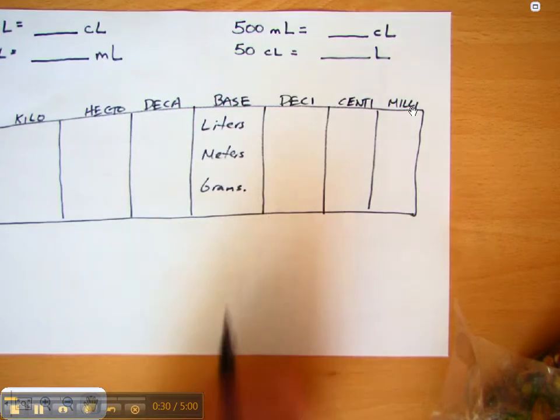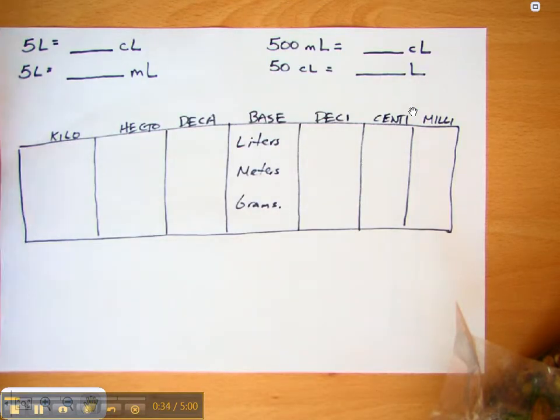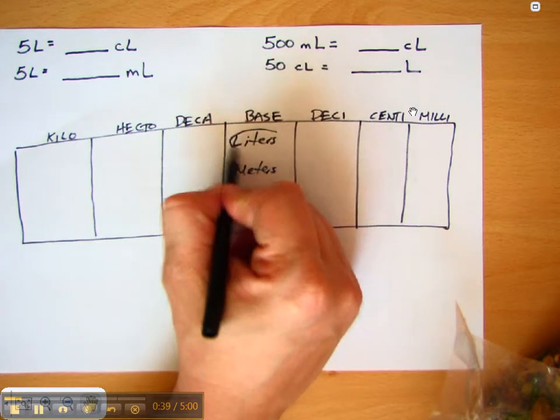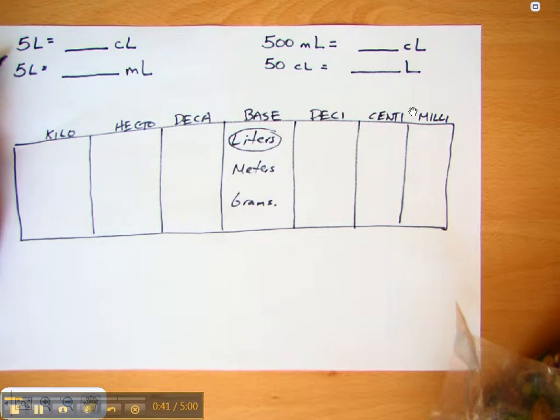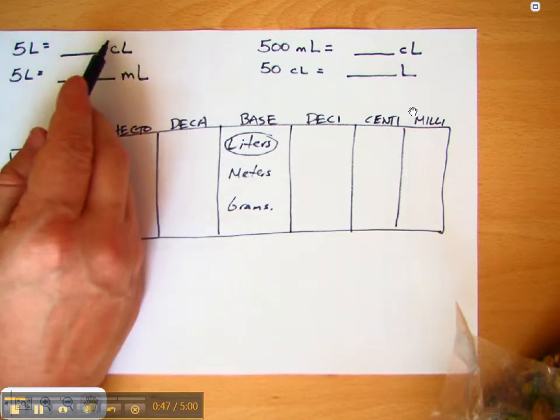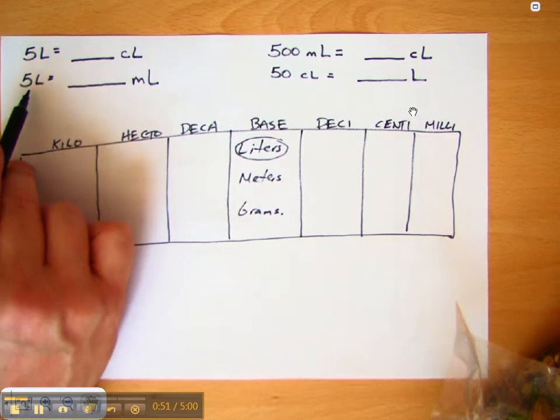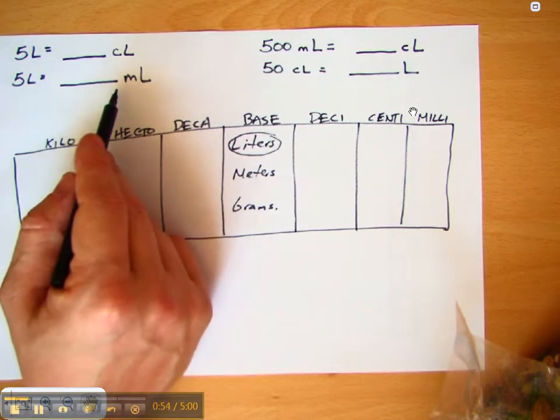Well, let's say I have a certain amount here at my base. For instance, let's work with capacity for this example, okay? So we're going to be working with the base of liters, all right? Let's say that I have 5 liters of something, okay? And I want to know what is that exact amount in centiliters? Or perhaps the other question could be, I have 5 liters of something. What is that exact amount in milliliters, okay?